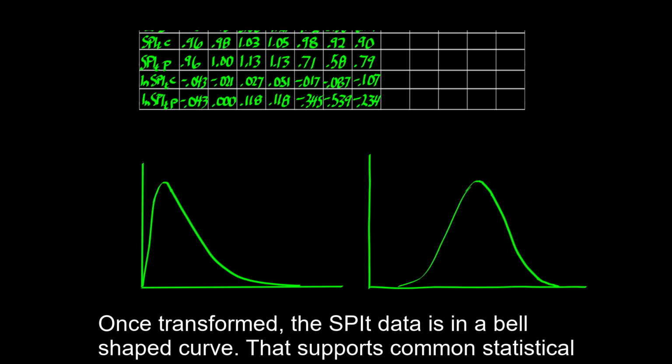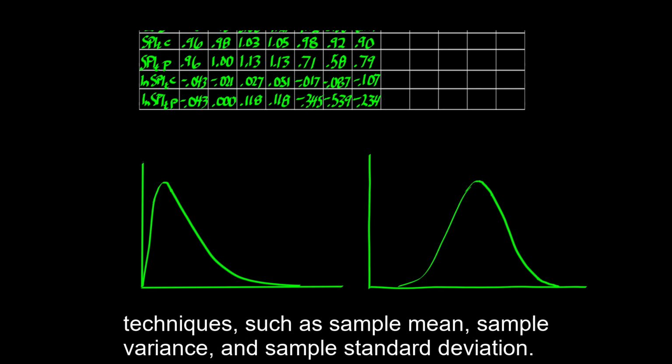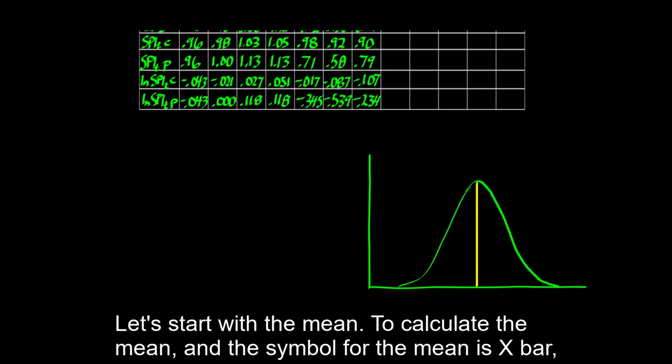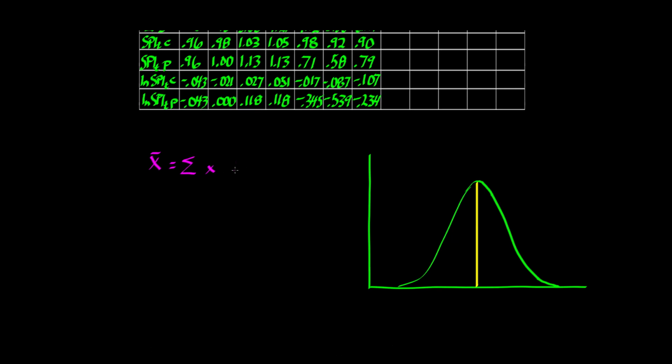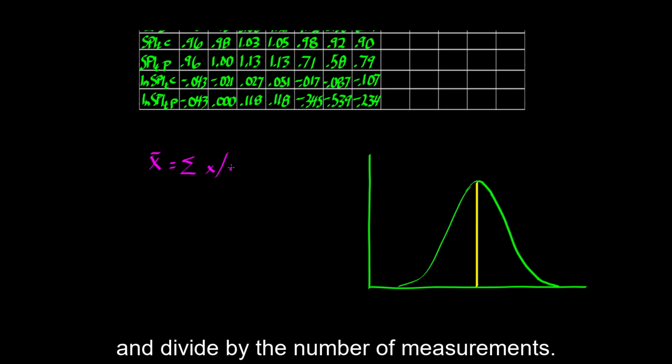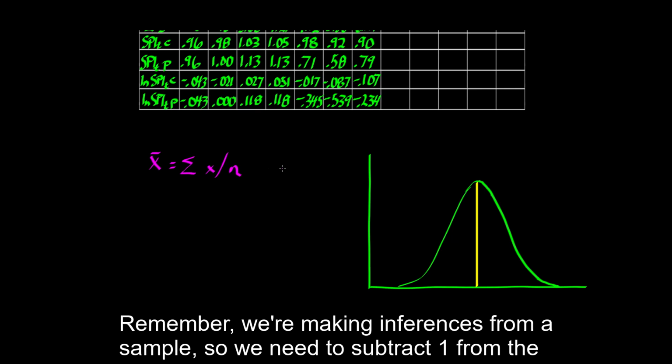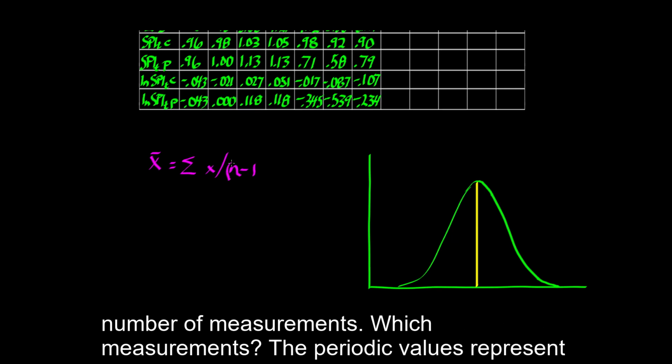Once transformed, the SPIT data is in a bell-shaped curve. That supports common statistical techniques such as sample mean, sample variance, and sample standard deviation. Let's start with the mean. To calculate the mean, and the symbol for the mean is x bar, we sum the measurements, represented by x, and divide by the number of measurements, n. Remember, we're making inferences from a sample, so we need to subtract 1 from the number of measurements.